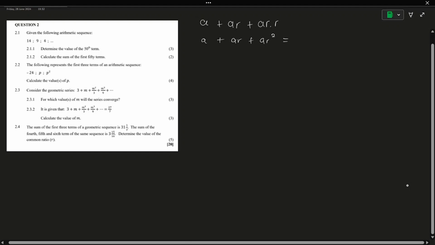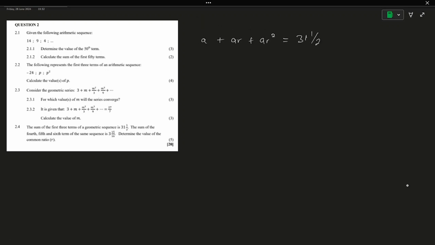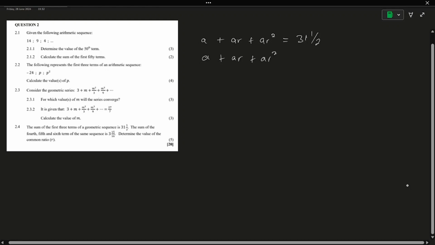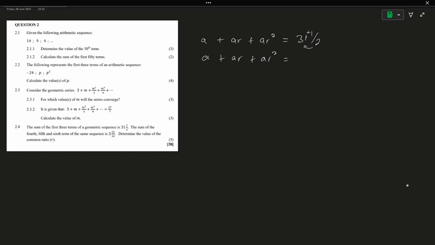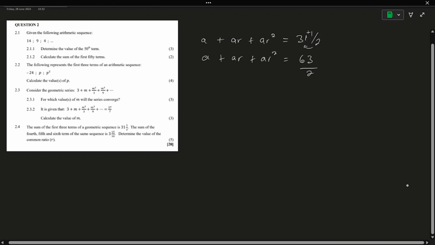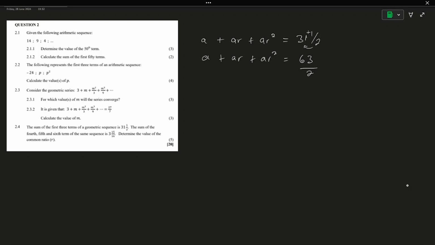So we are told that A plus AR plus AR squared equals 31.5, like that. Let me erase this. I don't really like working with a mixed fraction like this. I'd rather work with an improper fraction. How can we turn this into an improper fraction? You just take 2 and multiply 31, and to the answer that you get, you add 1. So that's 2 times 31, that's 62. 62 plus 1 is 63. So this is the same as 63 divided by 2. This improper fraction is better than working with a mixed fraction. So that's the first piece of information that we have.